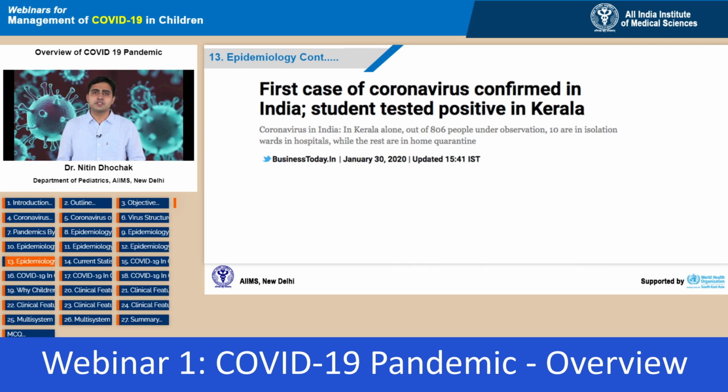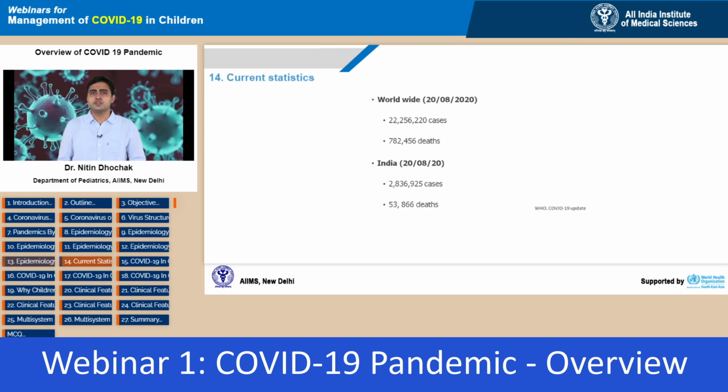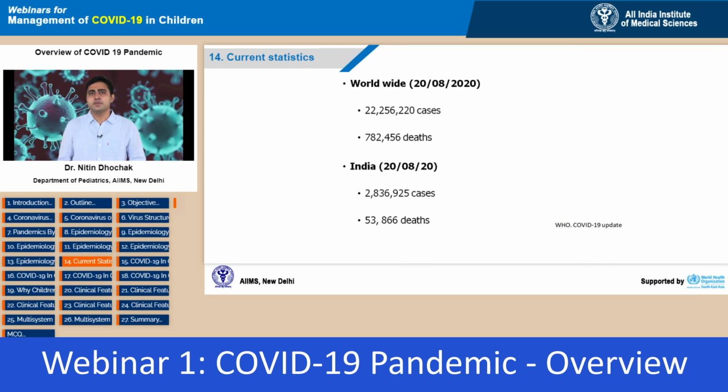In India, the first confirmed case was reported in Kerala in January 2020. As of 20th August 2020, there are about 22 million cases with nearly 8 lakh deaths worldwide. In India, nearly 3 million cases are reported with 54,000 deaths. And these numbers are increasing day by day.